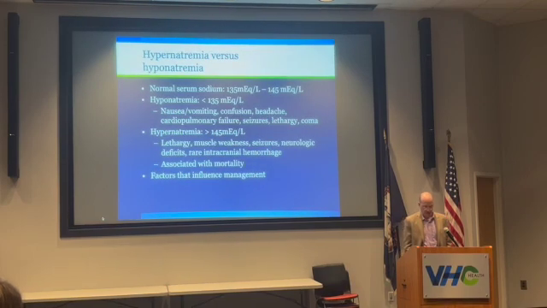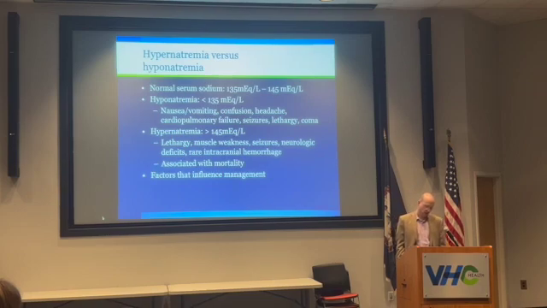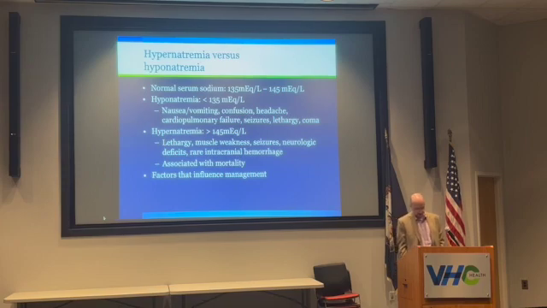So how do we classify hypernatremia versus hyponatremia? Normal serum sodium is defined between 135 and 145 milliequivalents per liter. We define hyponatremia as less than 135 and hypernatremia as greater than 145. With hyponatremia, milder symptoms include nausea, mild headache, and confusion. In more severe cases, you can get cardiopulmonary distress, seizures, lethargy, and coma. Hypernatremic patients typically complain of lethargy and muscle weakness, but again, in more severe cases, seizures or neurologic deficits, and rarely intracranial hemorrhage. Both of these are associated with mortality in critical care patients.